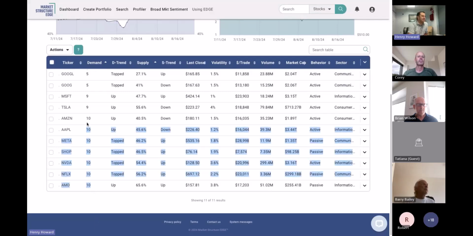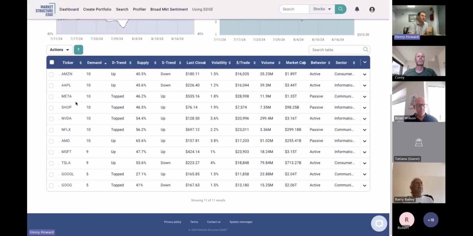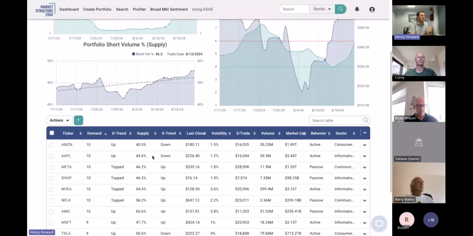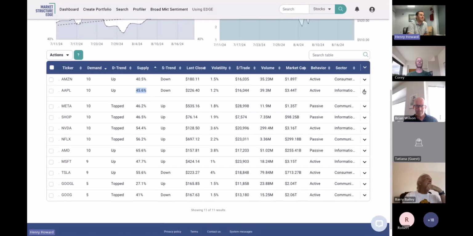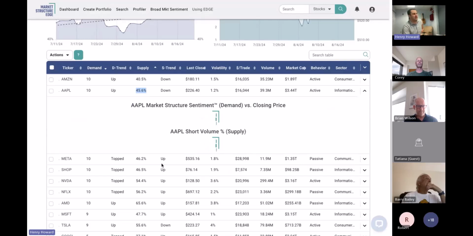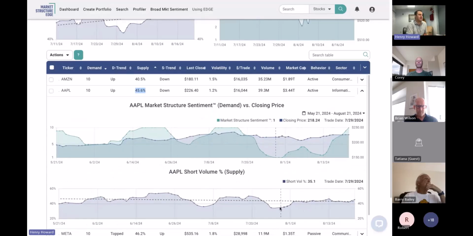I mentioned in my desk note on Monday that they're really moving together. When I see these names start to move together, when I see these short volumes start to move together, that's a really good indication. What we've seen already is a price move upwards, but watching Nvidia get to 54%, Meta get to 46, and Apple at 45%. I know if I pull up Apple, it's historically a bit lower on short volume here.